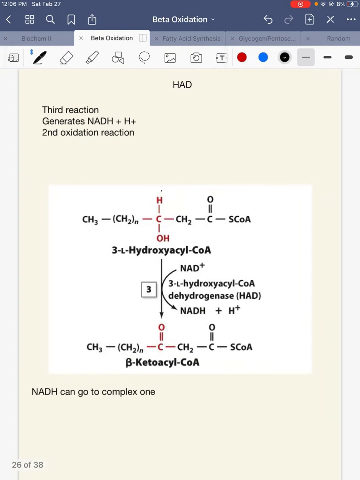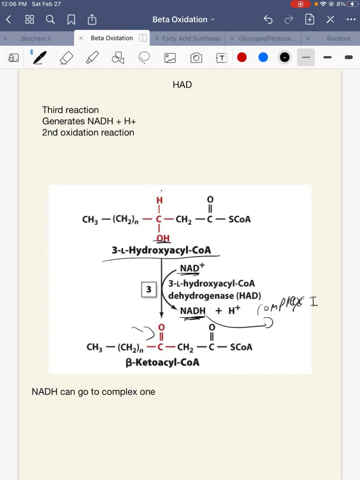Okay, so now this is the third reaction, which produces NADH. So this is the 3-hydroxyacyl-CoA. We oxidize this OH group into a ketone. And in the process, we reduce NAD into NADH. NADH can then also enter complex 1 and give us a bunch of energy. You see why beta oxidation is run when you're in a low energy state, because we make all these electron carriers that can enter the electron transport chain to make more energy for the cell.